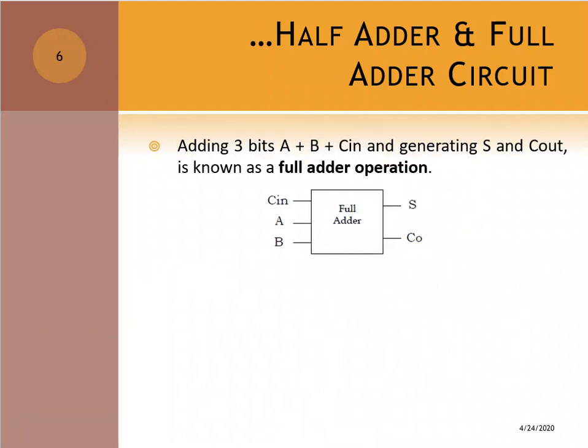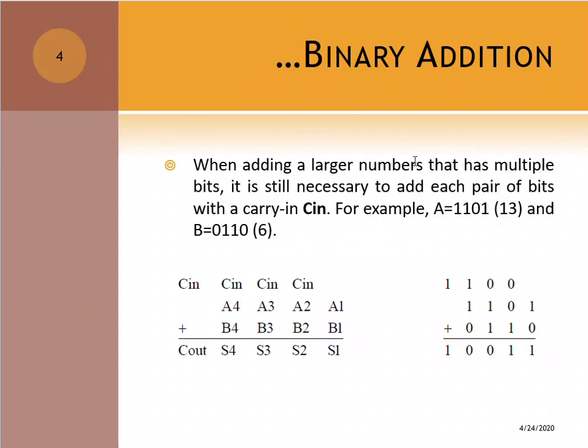Next, if we consider 3 bits, A plus B plus C in, generating S and C out, it is now known as the full adder operation. Why do we have to consider 3 here? Because we are going to consider the scenario when we are adding large numbers. We are going to have C in here. Not only one C out, but we are going to have many.